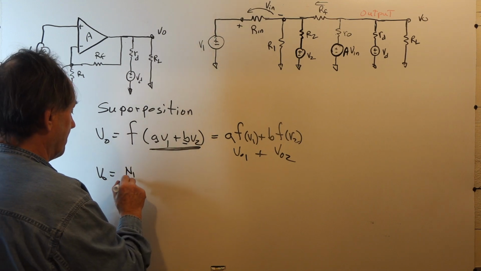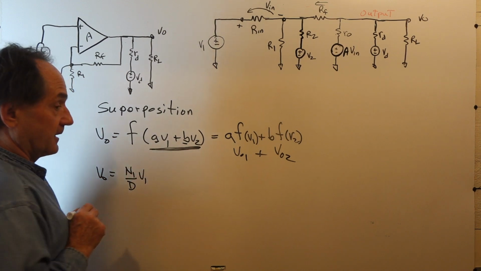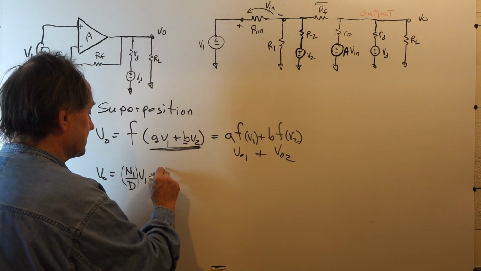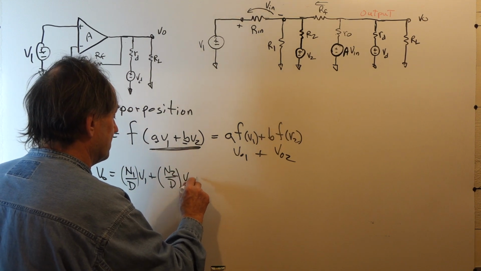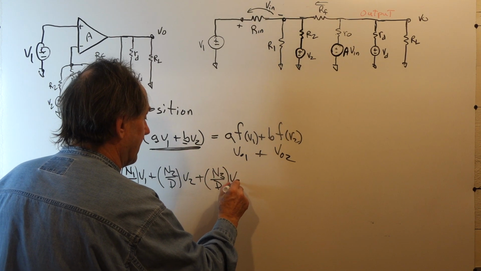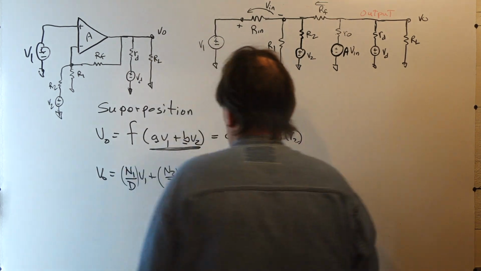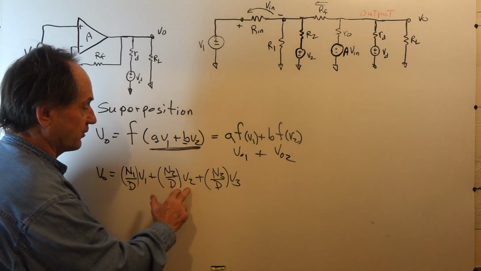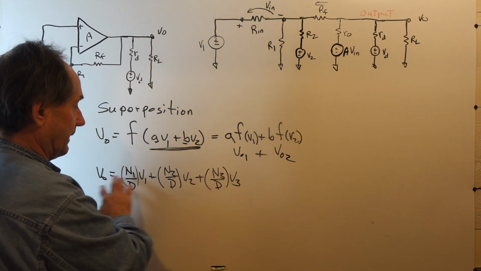Now, remember that a network always has this sort of form. We have a numerator polynomial divided by the system function times the independent source V1 activating the network, plus a numerator polynomial n2 divided by the system function times V2, and so on. Any number of independent sources that drive the network will always end up with this sort of an expression.